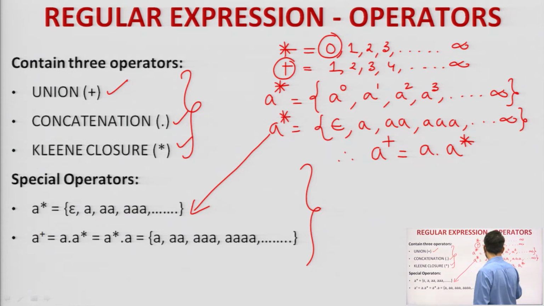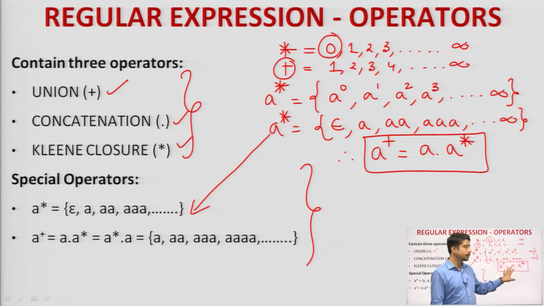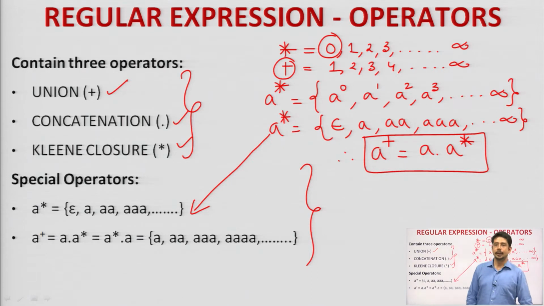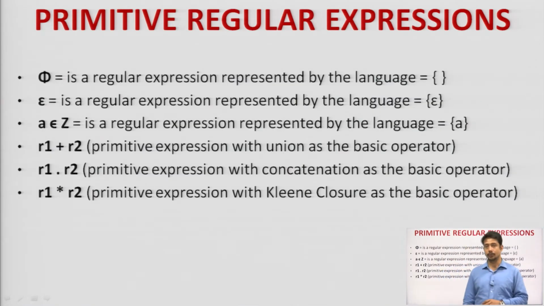This is a very good expression which gives you all three basic operators. See, plus is also there, dot is also there, asterisk is also there. So, this is all about regular expression basic operators. We will try to relate all the expressions with finite automata in the upcoming slides. Let us check some of the primitive regular expressions.